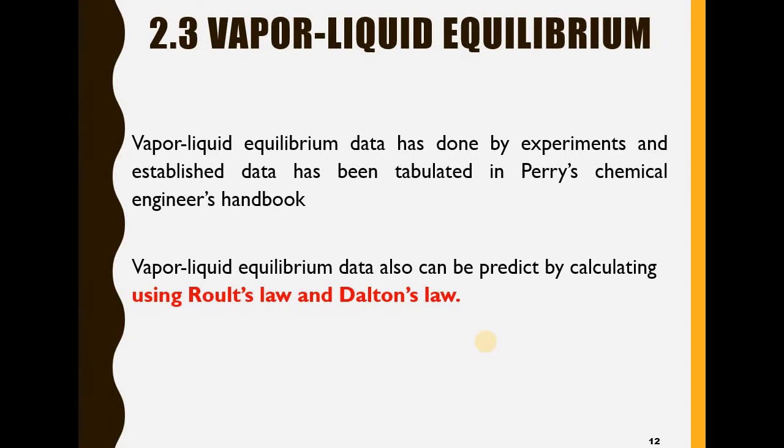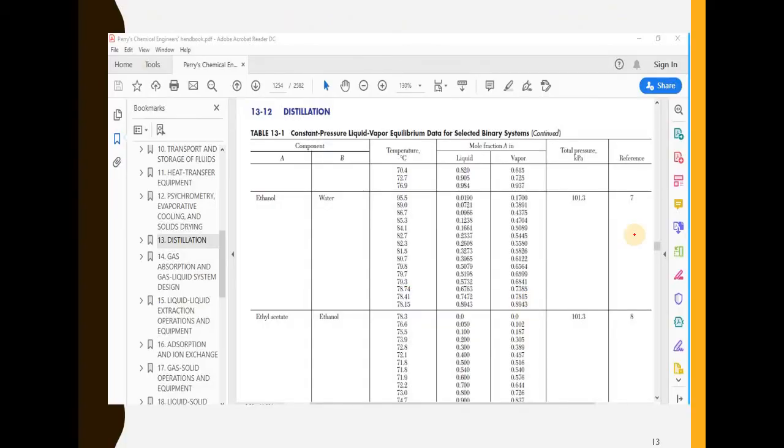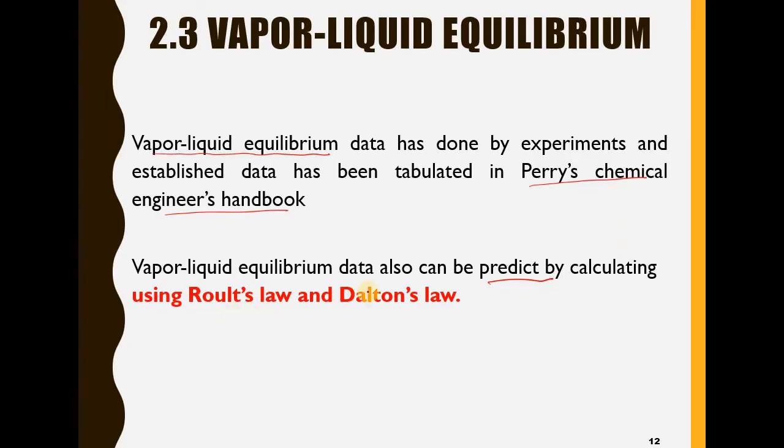Vapor liquid equilibrium has actually been tabulated and studied, and the data for the vapor liquid equilibrium you can find in Perry's Chemical Handbook. The vapor liquid equilibrium data can also be predicted and calculated by using two types of law, Raoult's law and Dalton's law. Later I will show you those laws.